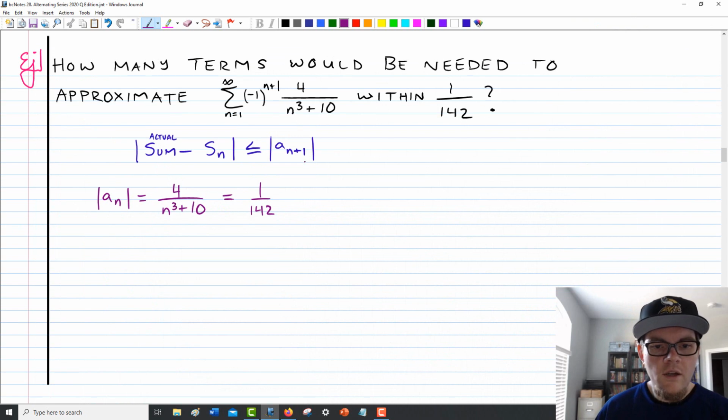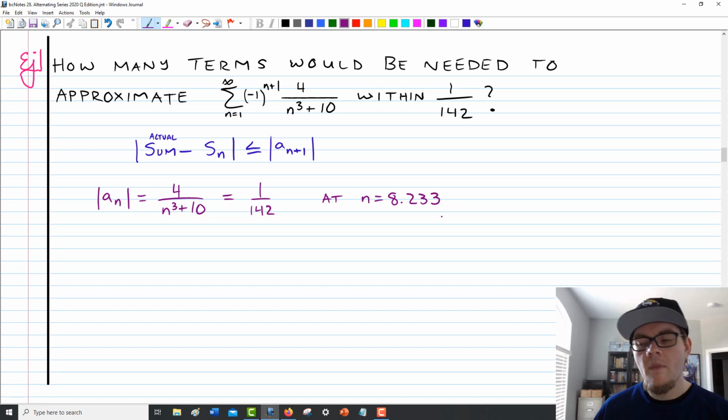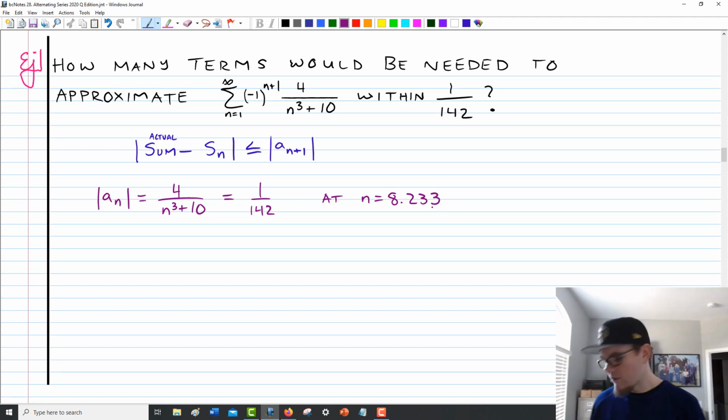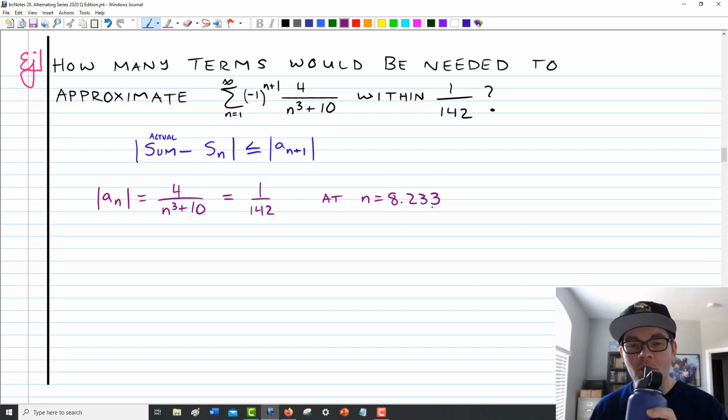So these two things are equal to one another at n equals 8.233. So the good news is we've sort of solved the equation. The bad news is there is no 8.233 term, because we're only talking about terms, so they're discrete. They're valued only at positive integer values: 1, 2, 3, 4, 5, 6, 7, 8, 9. The problem is this is suggesting that the term we want is somewhere between 8 and 9.